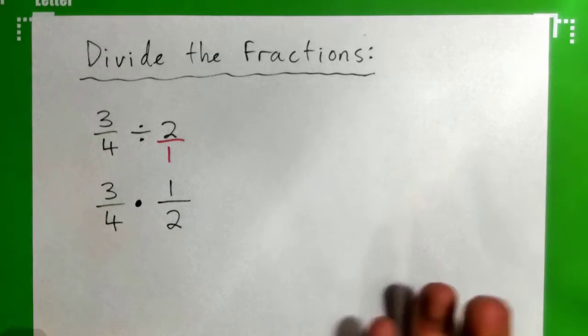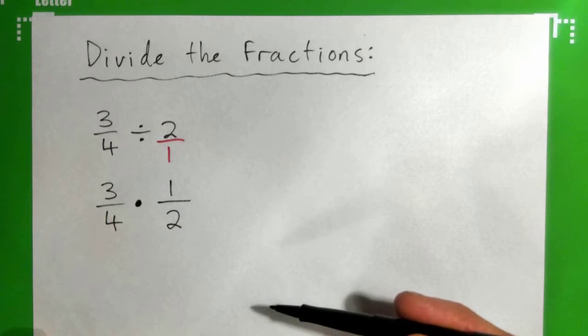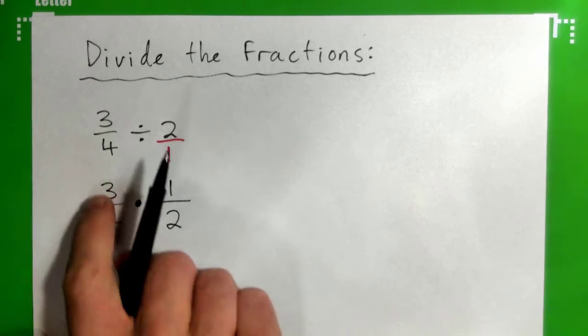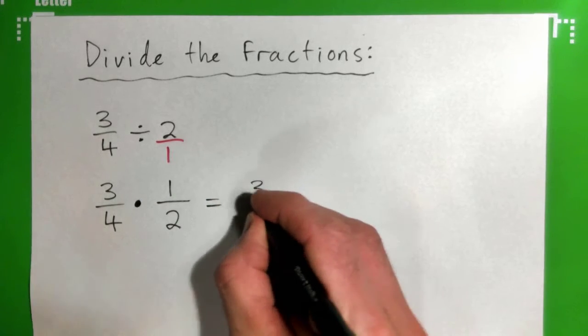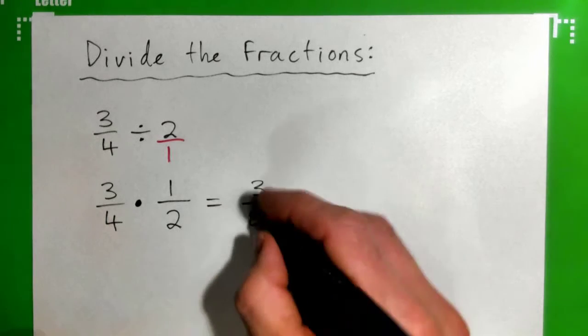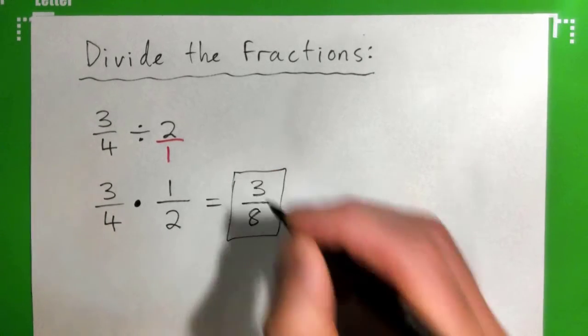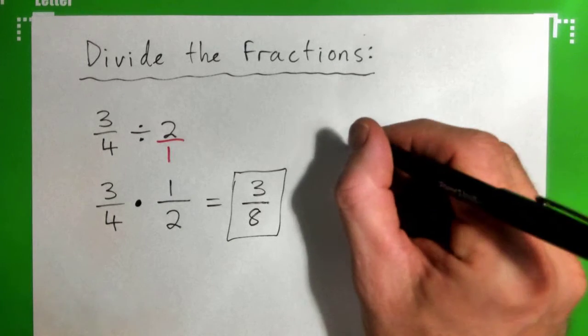But first of all, can we cross cancel anything on the top with the bottom? No, right? So 2 doesn't go into 3 or anything like that. So this just becomes 3 times 1 is 3. And 4 times 2 is 8. 3/8, right? Good.